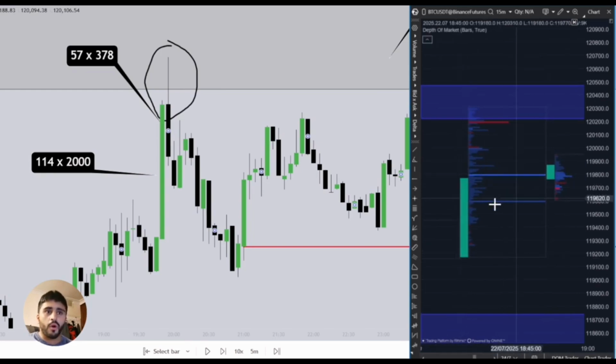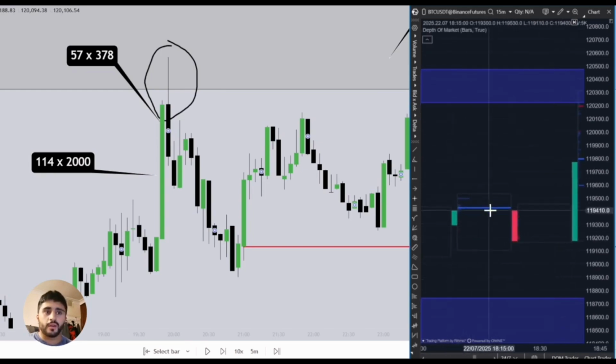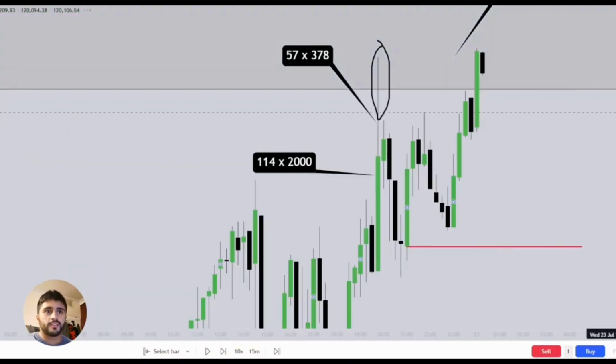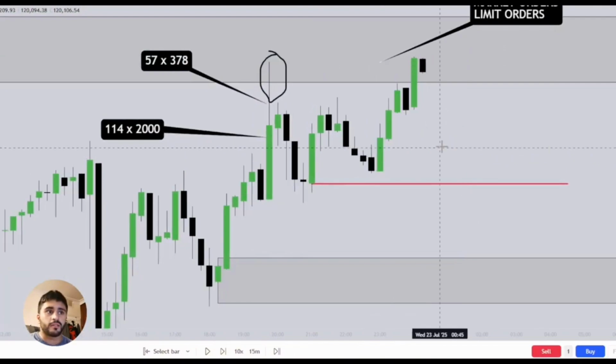This rejection had 1, 2, and also down here 3 leading up to it over here. So we saw a very large number of aggressive buyers that were not rewarded. In fact, we saw 2,000 for 114, 378 for 57. So let's go to the 15-minute and just quickly break that down.